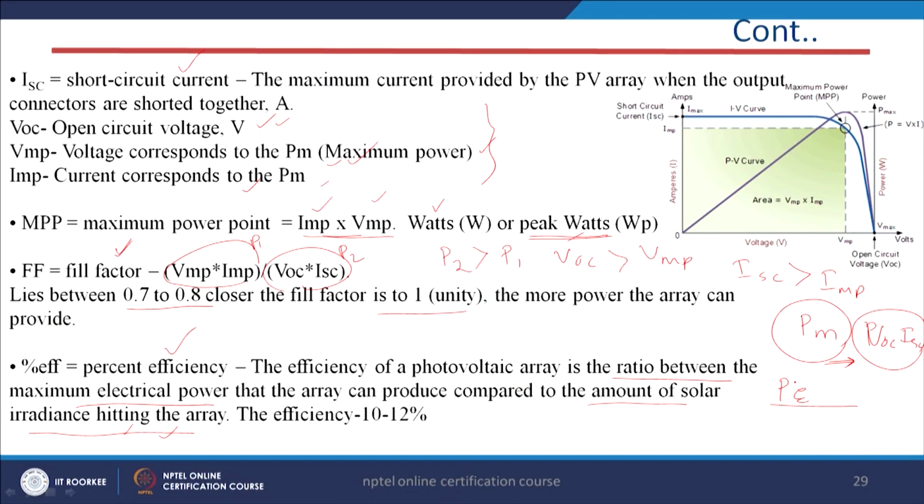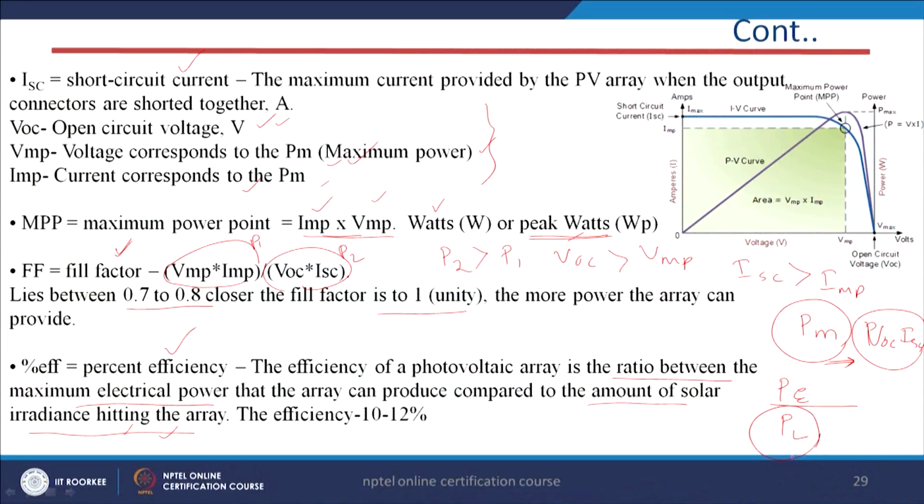That means P electrical is the output and P light is the irradiance. Irradiance means the power intensity of the sunlight. So, that is the input power and this is the output power. That is the efficiency of the solar cell, and this efficiency particularly lies in between 10 to 12%.